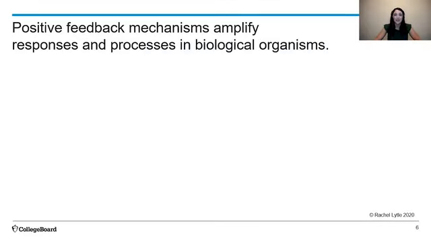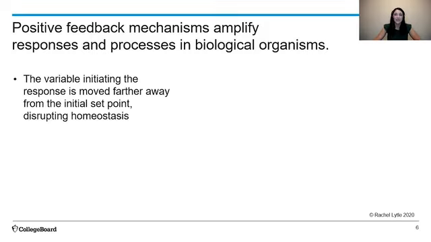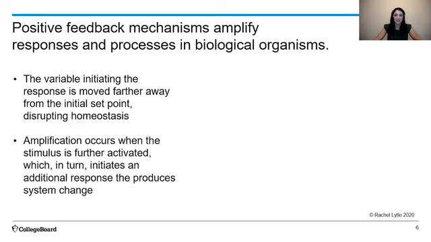So next we'll look at positive feedback mechanisms. These work a little differently because they amplify responses and processes in these organisms. So in this case, a variable is going to initiate a response to actually move further away from that target set point, disrupting homeostasis. And then it will amplify that stimulus so that the process continues to occur more and more.